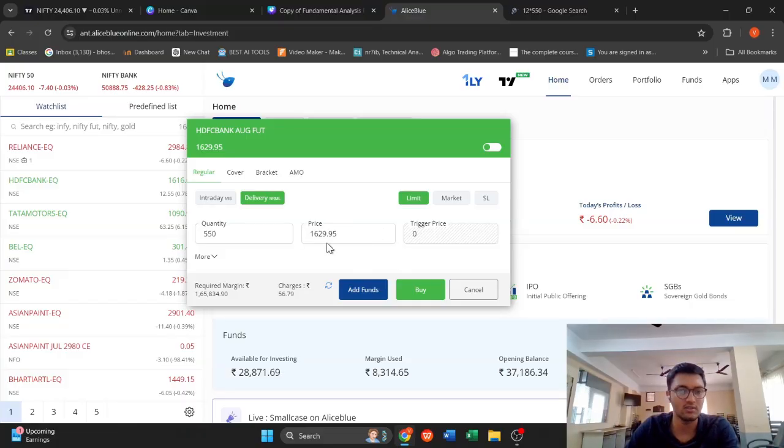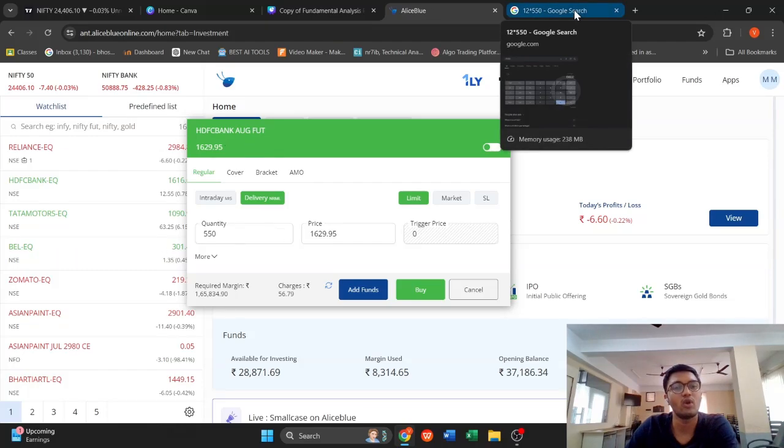It is as simple as that to buy this future contract. Selling this future contract is also very simple. You can just go to your portfolio and exit this particular position. So if you would have bought 550 shares of HDFC Bank at 1,629 rupees, now you understood the logic. If HDFC Bank shares move up from 1629 by another 12 rupees, the price will be 1641. So I will be making a profit of 6,600 rupees.